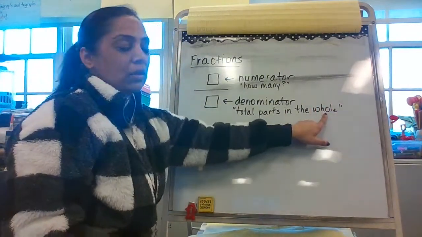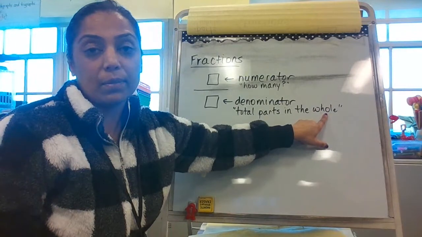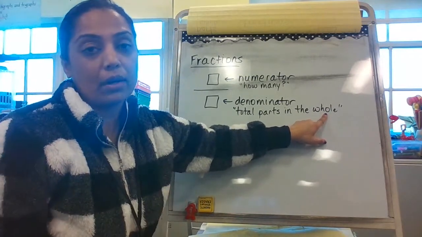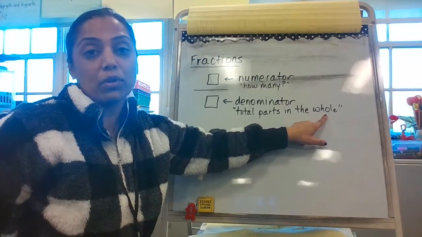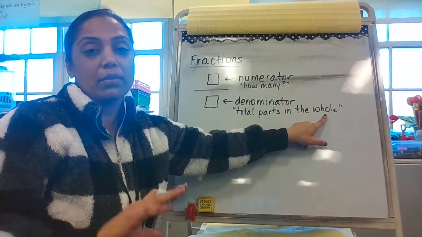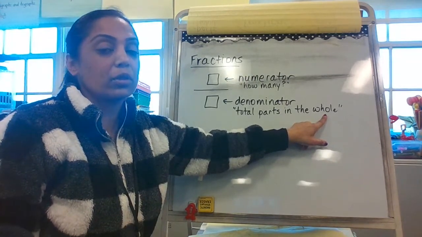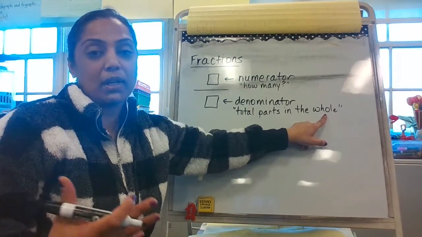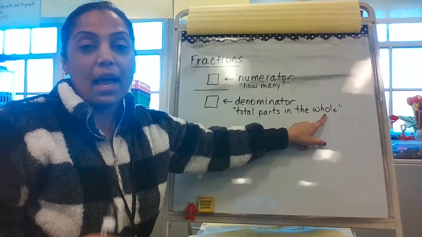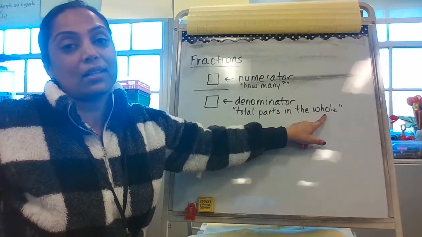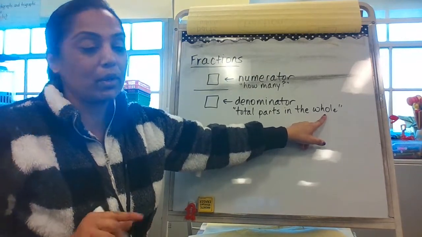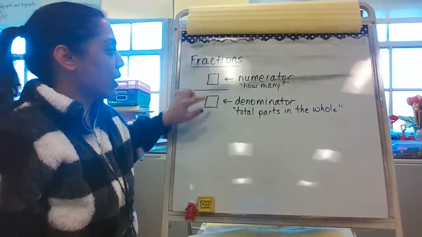And that whole can be something like a pizza pie, it can be a chocolate bar, it can even be a collection, such as a group of students, right? So that is something that we have been practicing in the classroom. The difference between taking something like a pizza pie or a chocolate bar and dividing it into fractions, as opposed to looking at a set. And we're going to do that in a moment, okay? So the numerator and denominator.